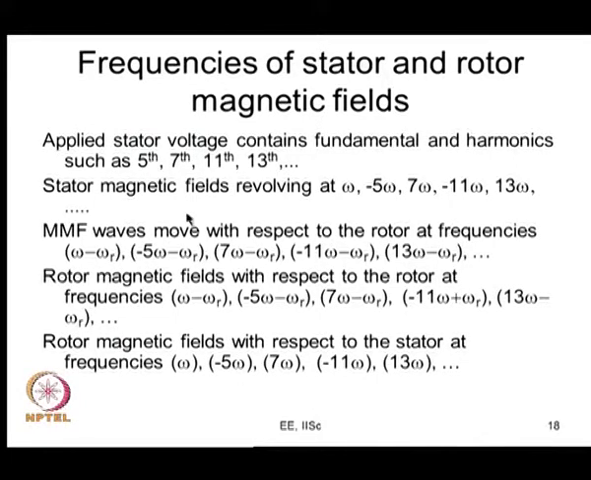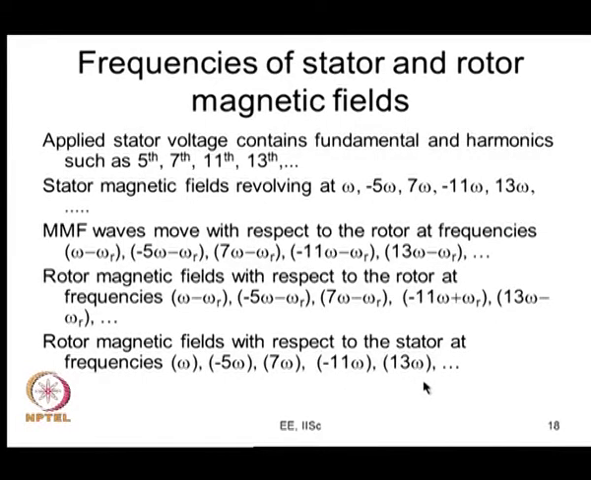So, what happens is you have the stator voltage with 5th, 7th, 11th etc. harmonics applied on the stator. Consequently, there are magnetic fields of 5 omega, 7 omega, 11 omega, 13 omega etc. There are magnetic fields corresponding to the various components of the stator voltage, and these in turn induce EMFs and currents in the rotor, and they produce magnetic fields, and once again those are at frequencies omega, 5 omega, 7 omega, 11 omega, 13 omega.